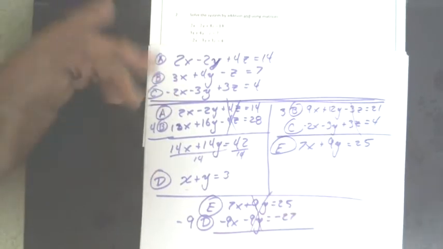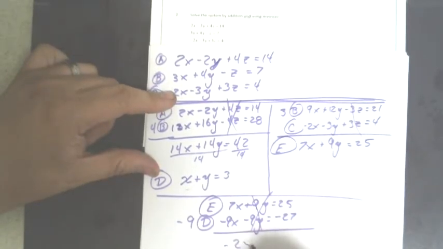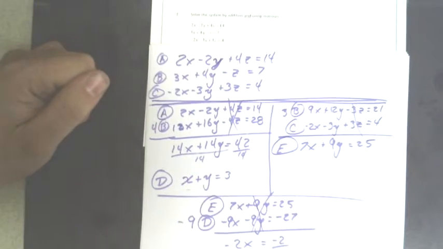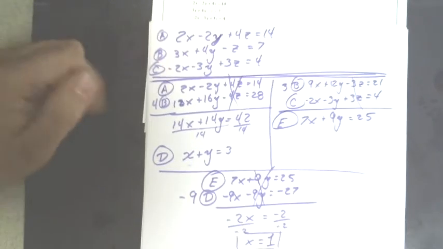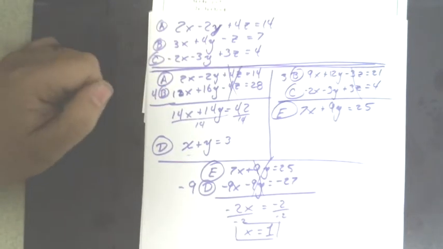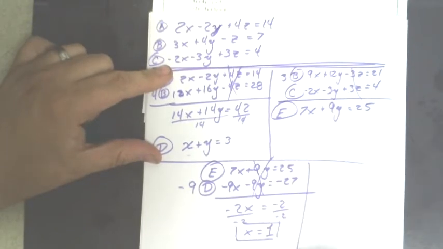So the y's go away, just like we planned. Negative 2x equals negative 2. Divide the negative 2. Be real formal here, so x equals 1. Yay! Now, it would be nice if we were done there, but certainly we're not.